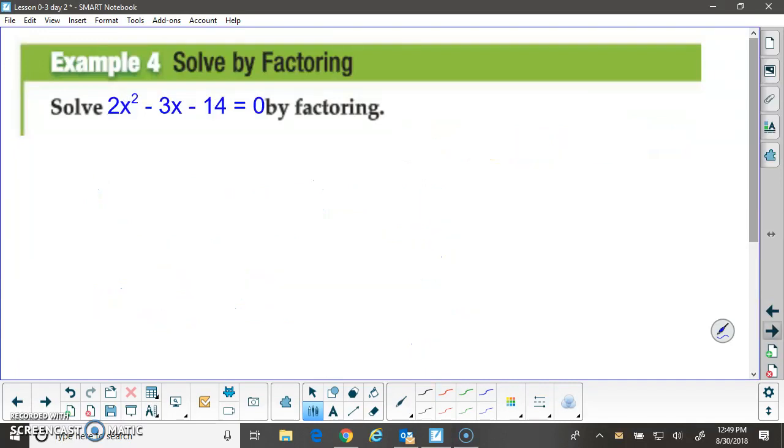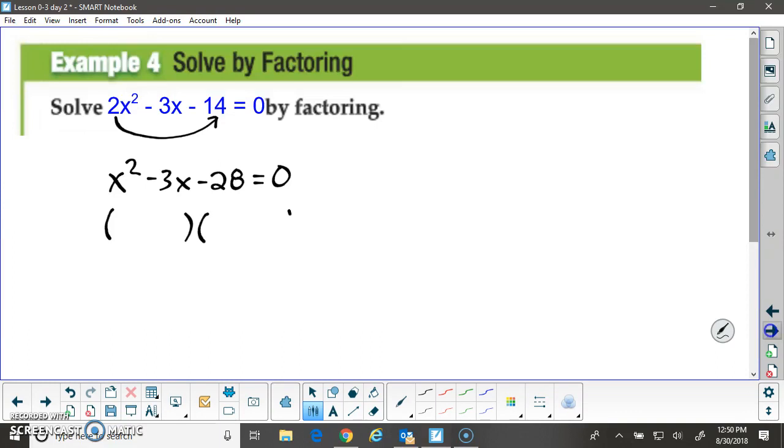Now factoring on this problem is a little bit more challenging because we have an a value that's not a 1. When you've got an a value that's a 2, then what I do is I teach students to use the process of what I call send it to the back. And that's taking the a value and sending it to the back. So if we were to do that, we'd be left with an x squared minus 3x minus 28. So sending it to the back, you have to multiply the a times the c.